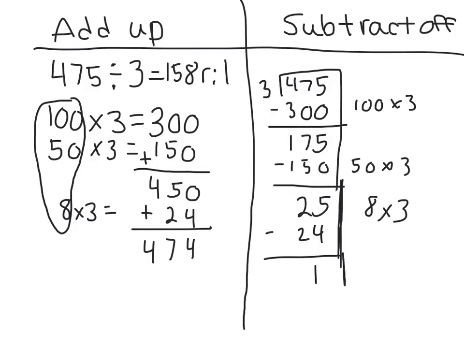The other thing I like about this strategy is that it automatically gives you the remainder at the bottom. Whenever you have a number left over that is less than your divisor, that number is your remainder. But I'll still get the answer the same way. I'm going to look at these 3 numbers and add them up, and my remainder is going to end up down here. Okay? So my answer is still going to be 158 with the remainder of 1.